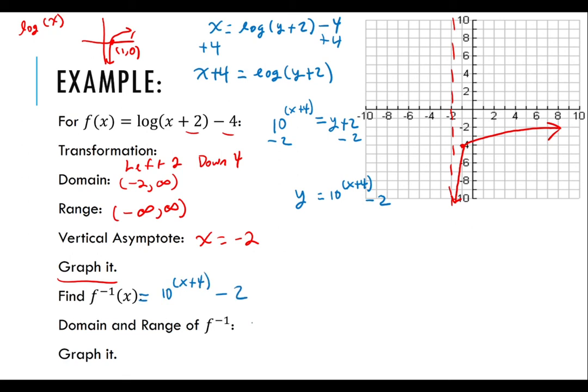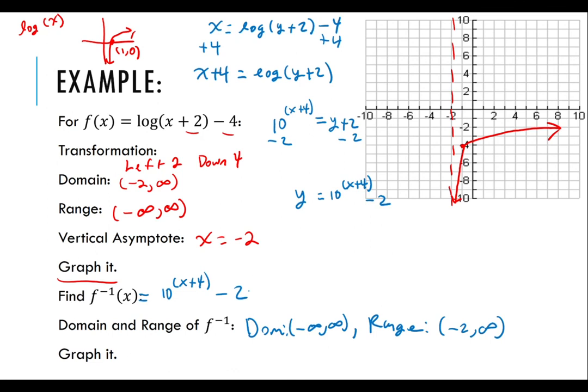Then if we want to know the domain and range, of course the domain and range can be gotten directly from the original function just by swapping them around. That is, the domain of the original function was negative 2 to infinity, therefore that will be the range for its inverse. And then the range was from negative infinity to infinity, and so the domain of the inverse function is going to be all real numbers.